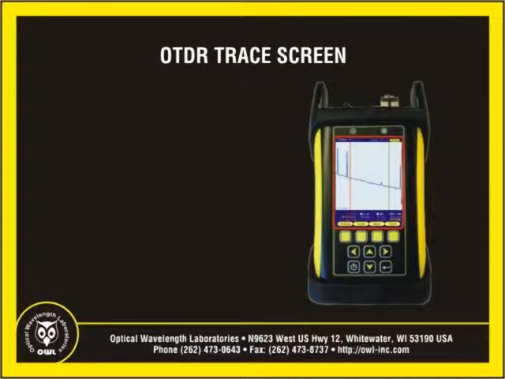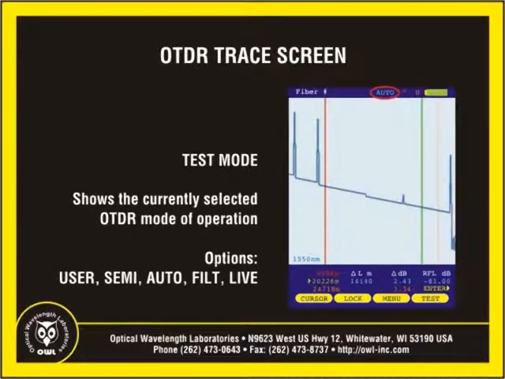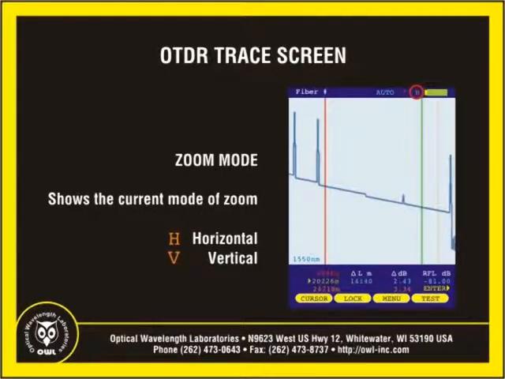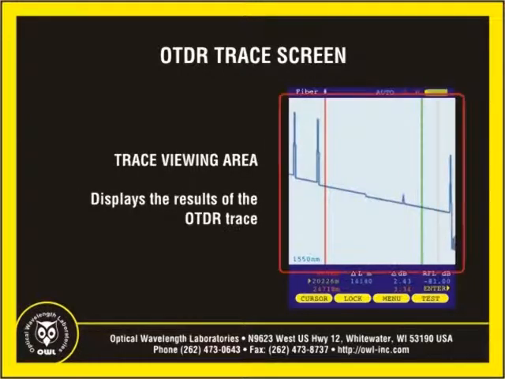The trace screen on the OTDR contains several areas of pertinent information. The fiber ID displays the name of the currently loaded trace. Test mode shows which mode of operation is currently being used. VFL status shows the status of the VFL port. Zoom mode shows whether horizontal or vertical zoom mode is selected. Battery indicator shows the remaining battery life. The trace viewing area displays the results of the OTDR trace, which users can zoom in on for more detailed trace analysis.